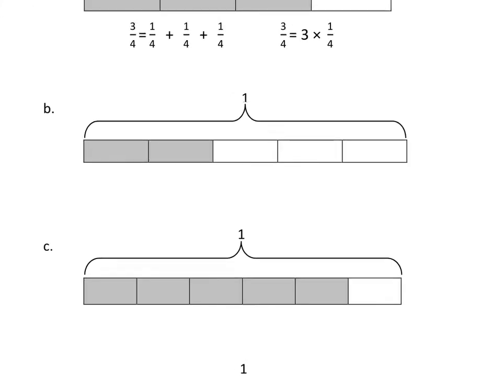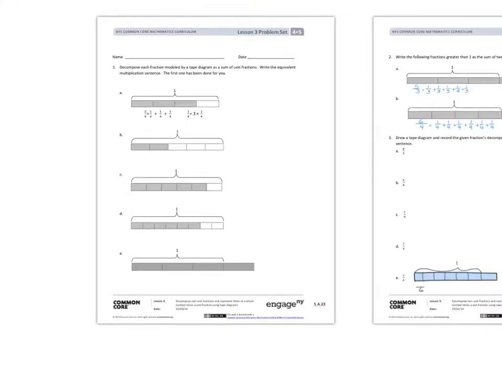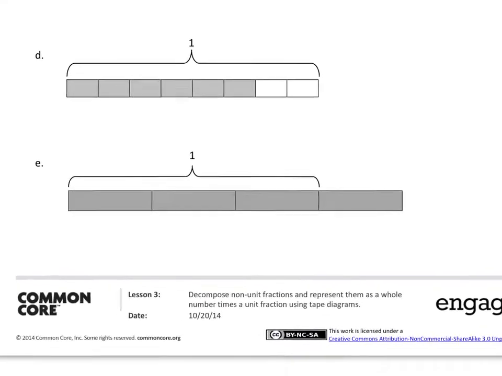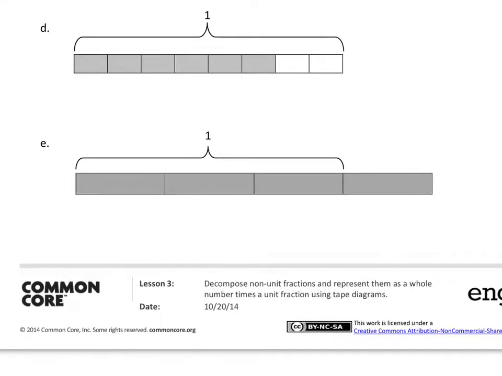All right, I wanted to do E with you guys. E is a little tricky because you can see it goes beyond one whole. There's one whole, but then you have an extra. So first look at one whole. How many parts make up one whole here? We've got 1, 2, 3 parts. 3 parts make up a whole, and I can see that I'm working with thirds here.